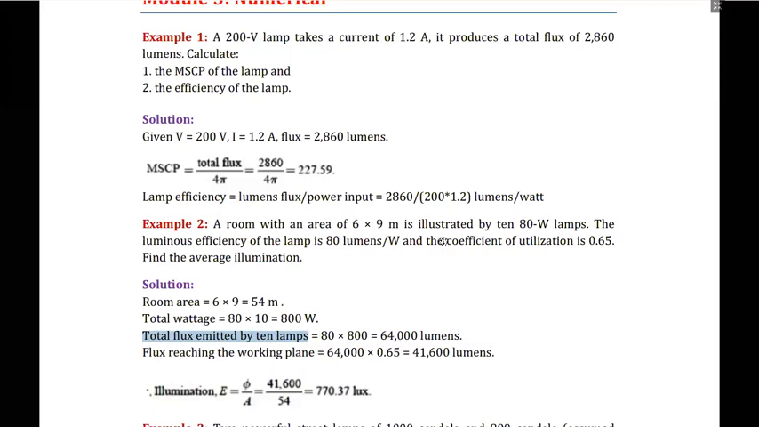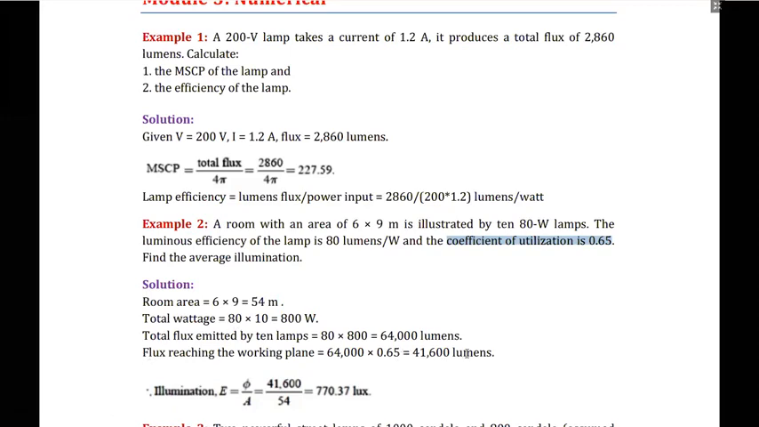And the coefficient of utilization is given as 0.65. It means 65% of the total flux is reaching the working plane. If there is a table where we are working, out of the 64,000 lumens of total flux produced by the 10 bulbs, only 65% is reaching that working plane. The rest is of no use.